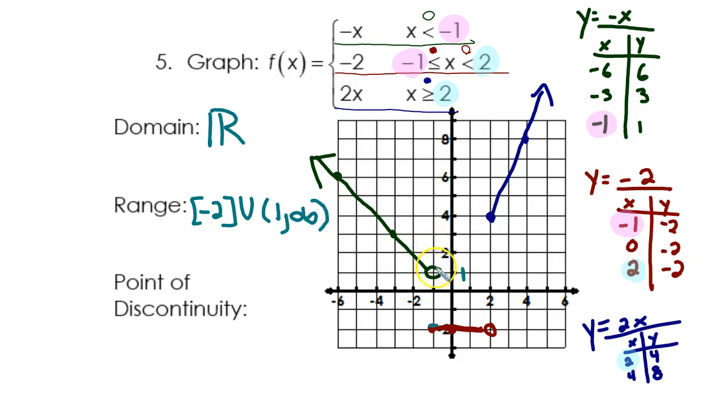The 1 gets parentheses because of the open circle. Infinity gets parentheses because it always gets parentheses. There's actually 2 points of discontinuity. We have a point of discontinuity at x equals negative 1. And we have a point of discontinuity at x equals 2. Those are, remember, the breaks in the graph where it jumps.